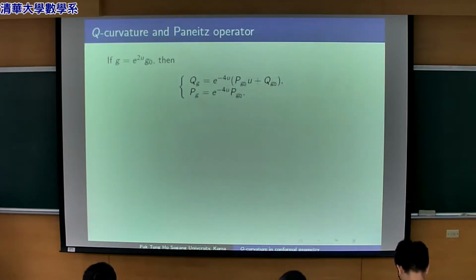Okay, the most important property here is that for Q curvature, if you change the metric conformally, Q curvature and Paneitz operator change very nicely. Namely, if g equals exponential of 2u times g naught, then the Q-curvatures are related by this, and the Paneitz operators are related by this. It changes extremely nicely.